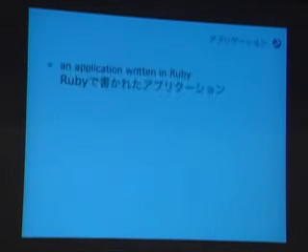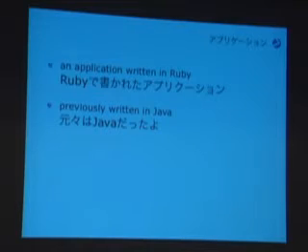So it's an application written in Ruby. So, well, that's a RubyKaigi, of course. And before it was written in Java. I started this project in 2001, and it was a Java workflow engine. And then I fell in love with Ruby, like most of you here, I think. And I started writing it in Ruby since last year.